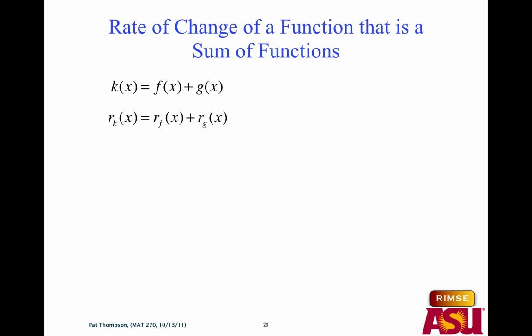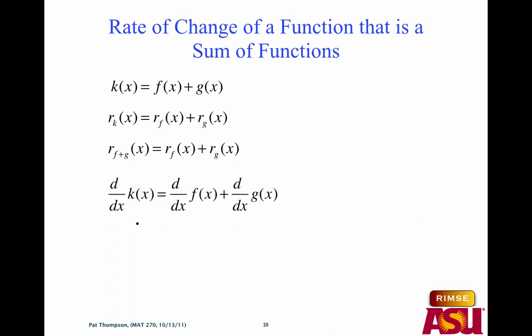Okay, so there's the rule. And here's another way of writing it. Let me draw your attention to the fact that I've got f plus g here because that's what k was, right? K was the function f plus g. So here's another way that we could write it, and again, this notation means the same thing. The rate of change of k with respect to x is the rate of change of f with respect to x plus the rate of change of g with respect to x.